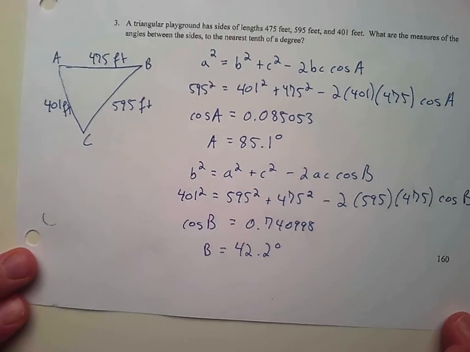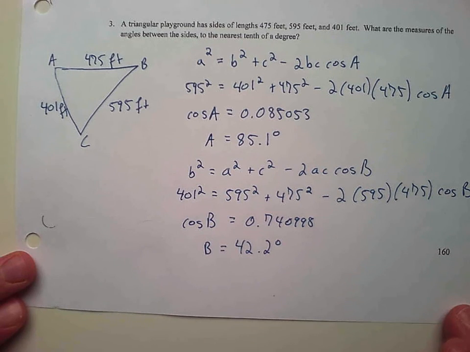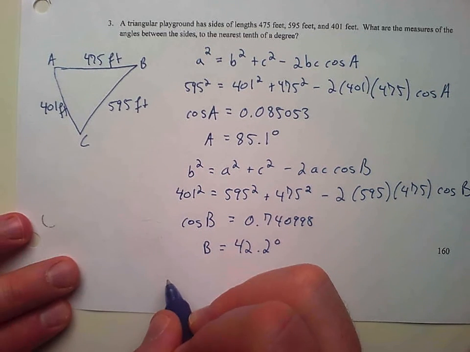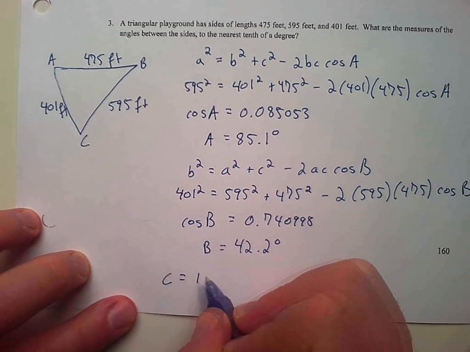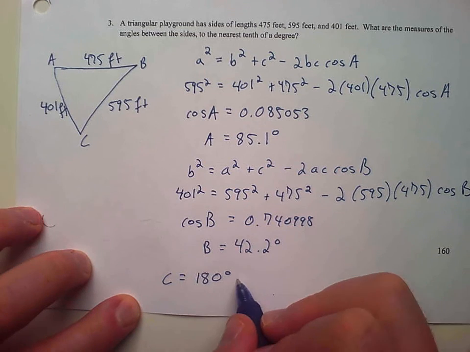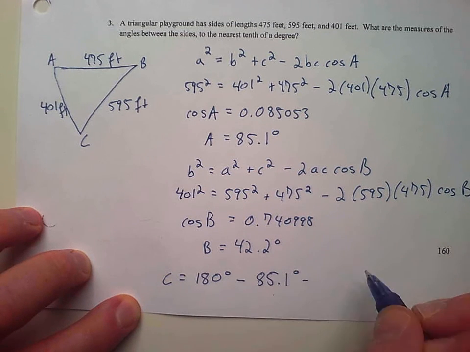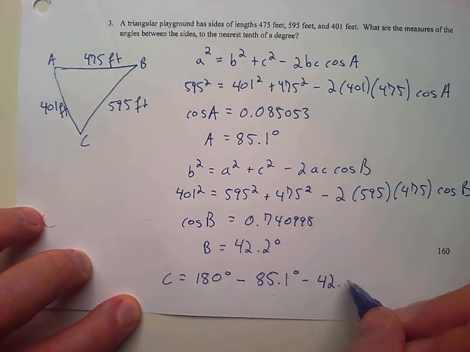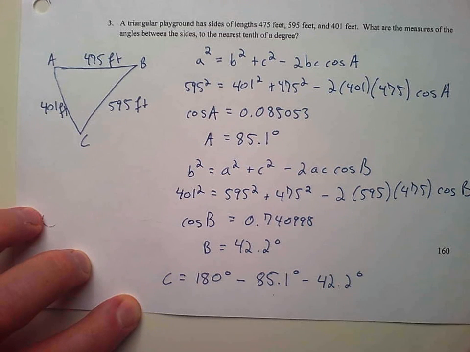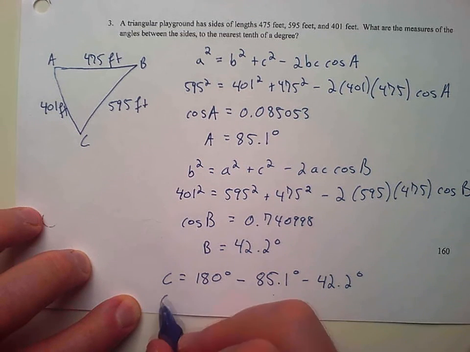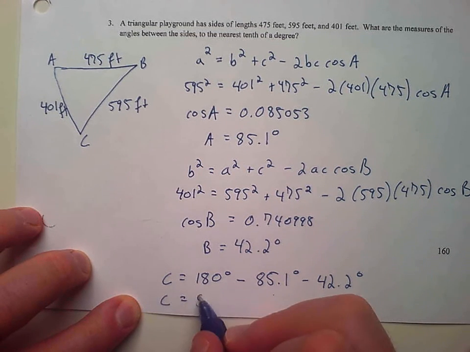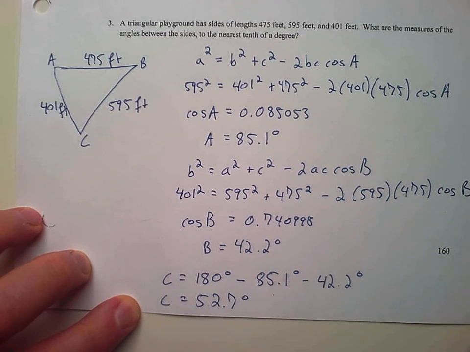Now that we know A and B, finding C should be relatively easy to do at this point, because C is just going to be equal to 180 degrees minus A, which is 85.1 degrees, minus B, which is 42.2 degrees. So therefore, we're going to say that C is equal to 52.7 degrees.